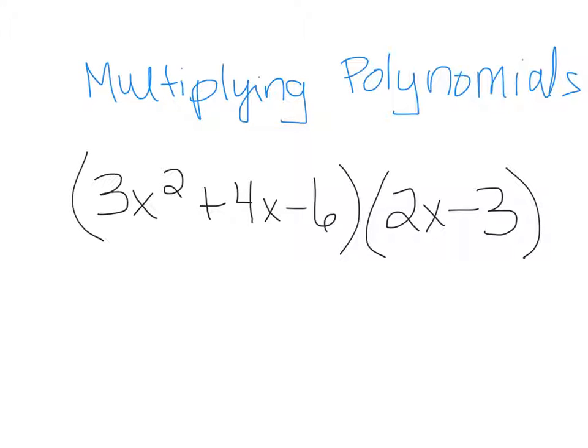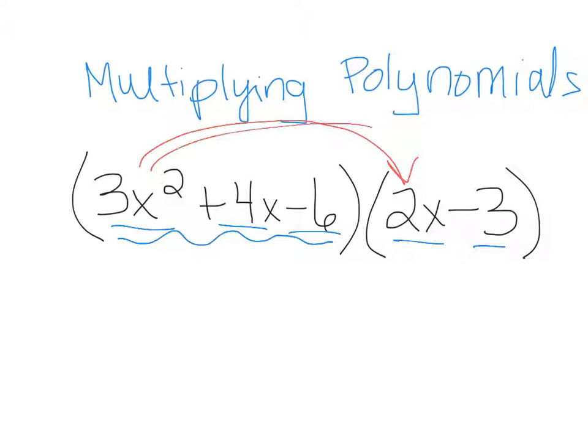So when we're multiplying polynomials, there's many strategies we can use. I want to look specifically when we're moving into something like a trinomial. Notice we have 1, 2, 3 terms by 2 terms. So in doing that, we need to ensure that we distribute 3x squared to the 2x and the negative 3, the positive 4x to the 2x and the negative 3, and the negative 6 to the 2x and the negative 3. With all these arrows, it can get really confusing.